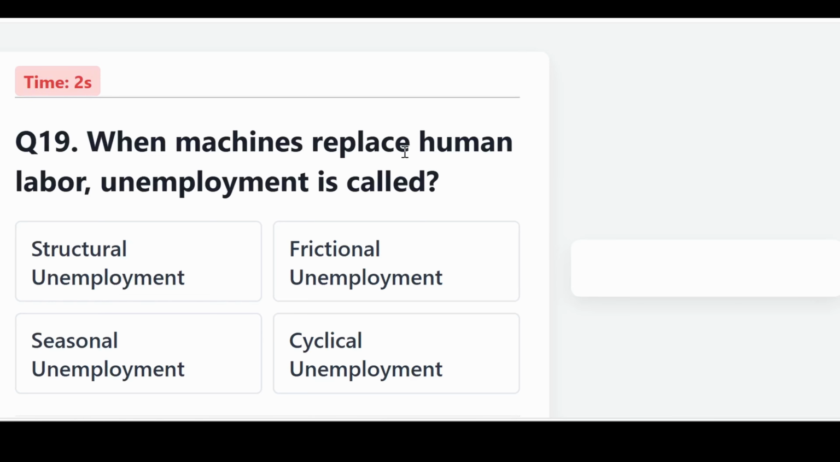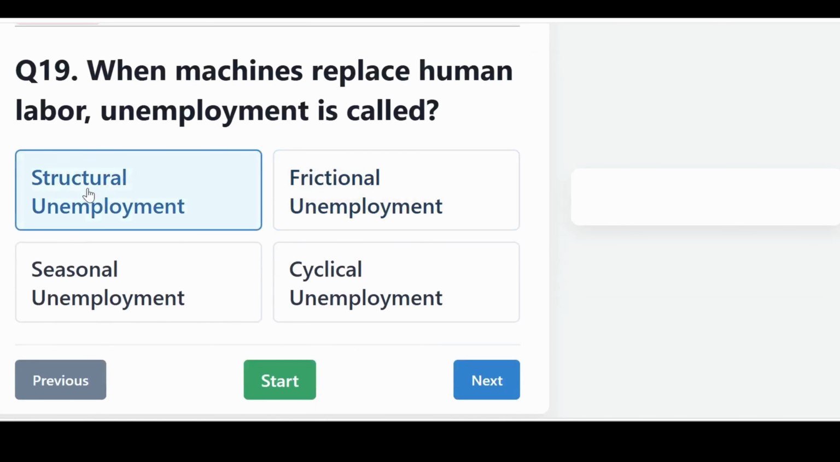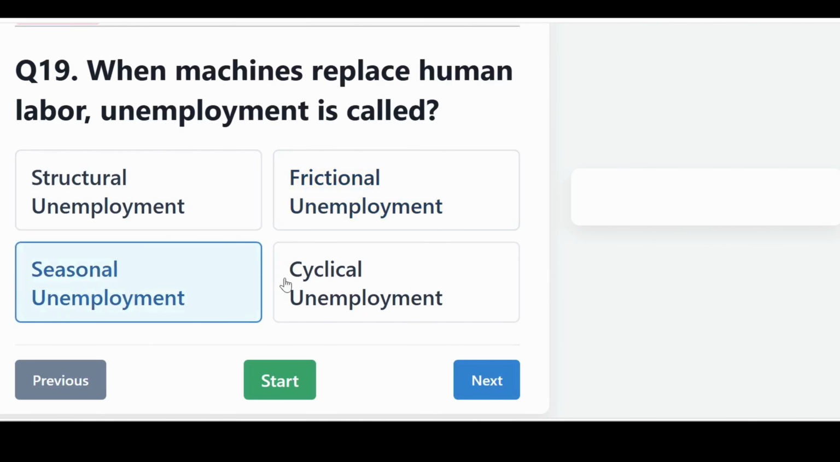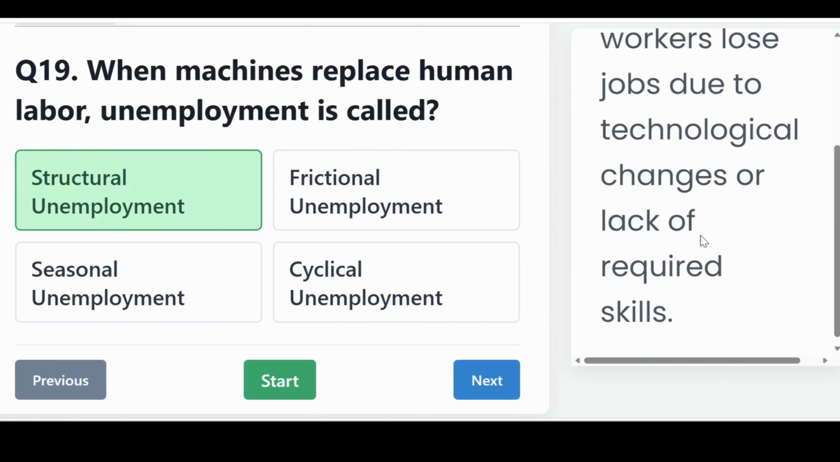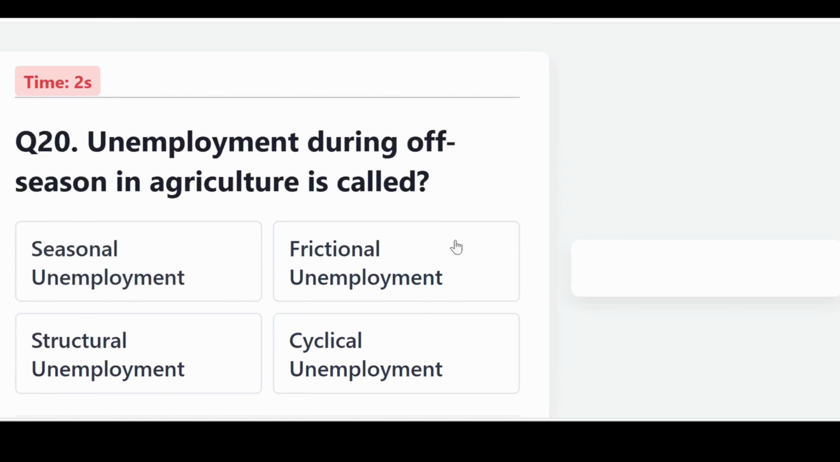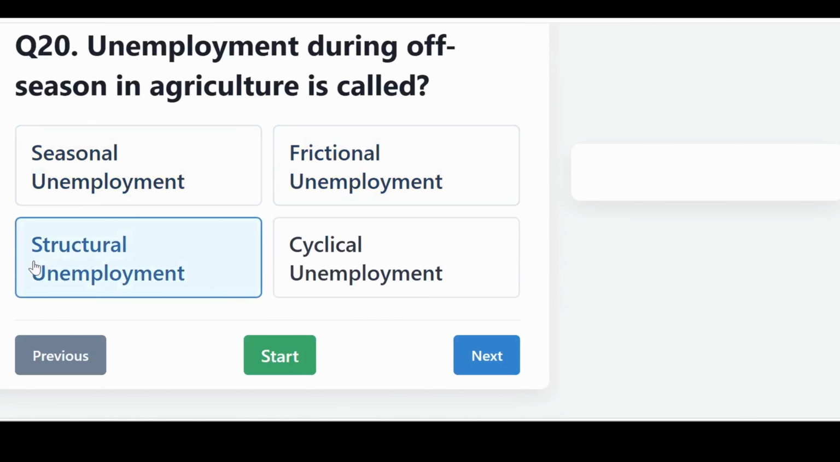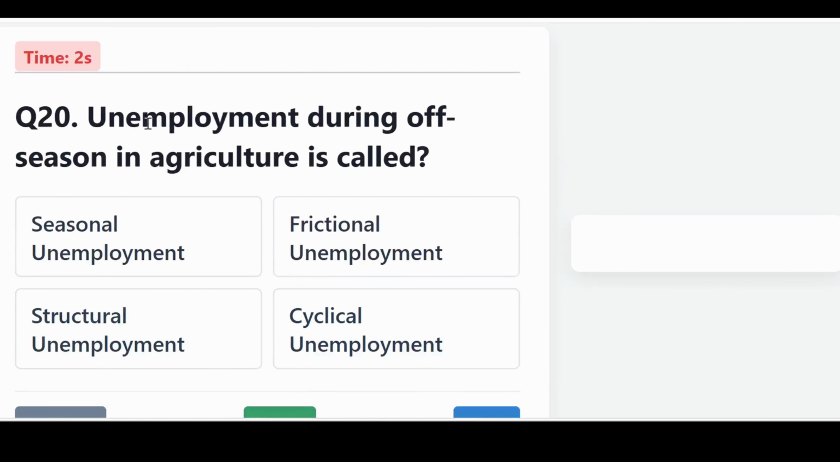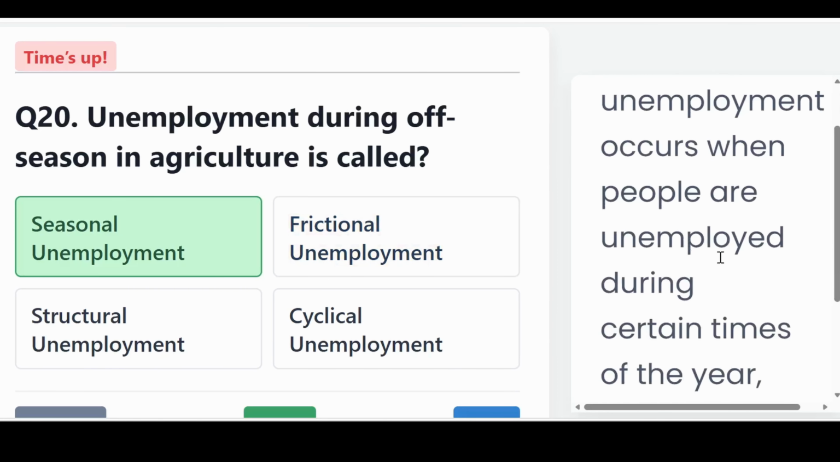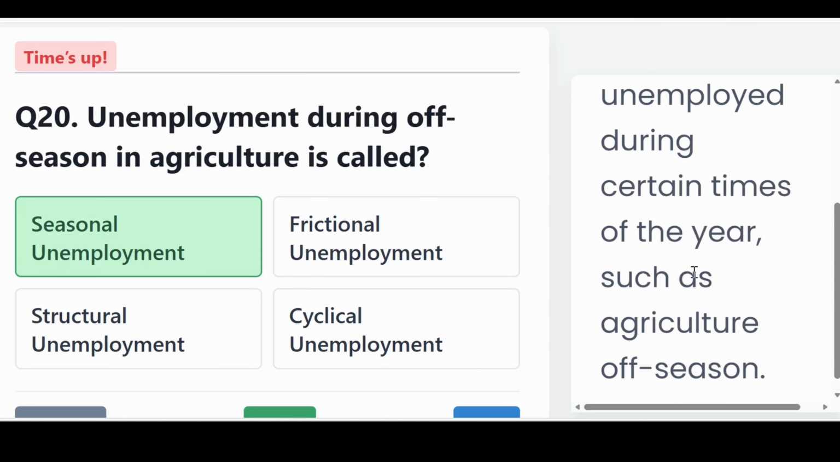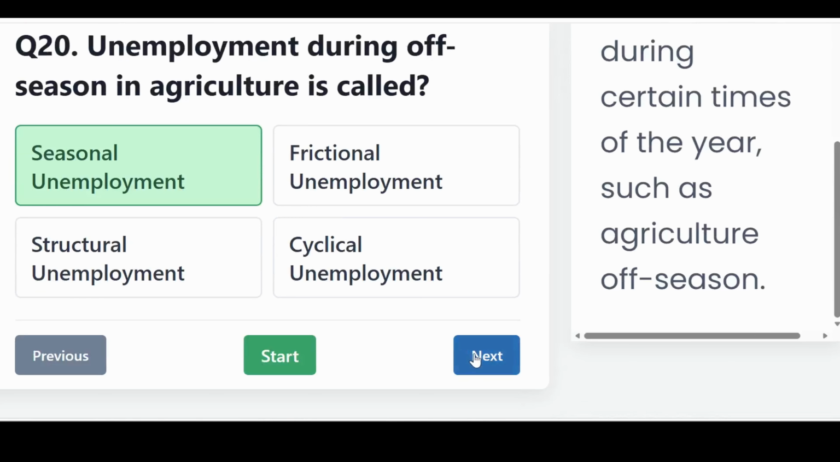When machines replace human labor, unemployment is called, is it structural, frictional, seasonal, or cyclical unemployment? The correct answer, structural unemployment. Structural unemployment occurs when workers lose jobs due to technological changes or lack of required skills. Unemployment during off-season in agriculture is called, is it seasonal, frictional, structural, or cyclical unemployment? The correct answer, seasonal unemployment. Seasonal unemployment occurs when people are unemployed during certain times of the year, such as the agriculture off-season.